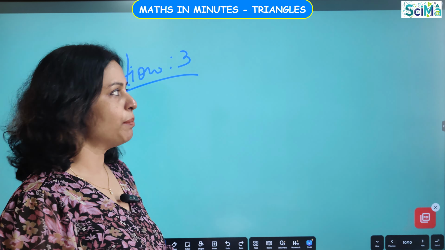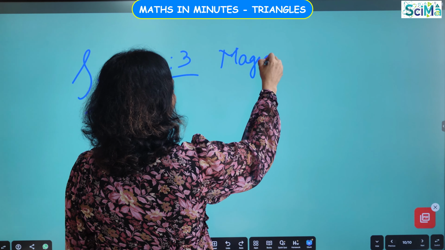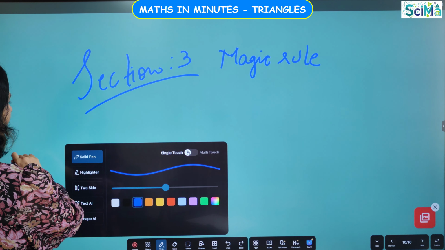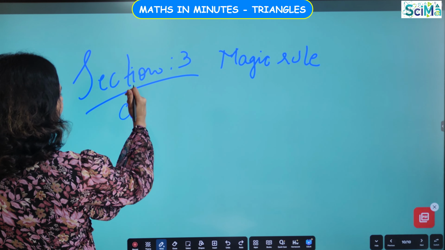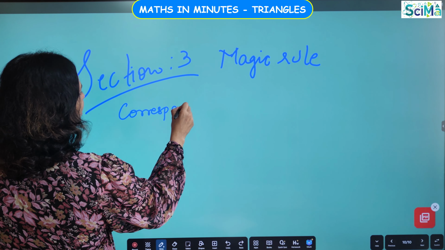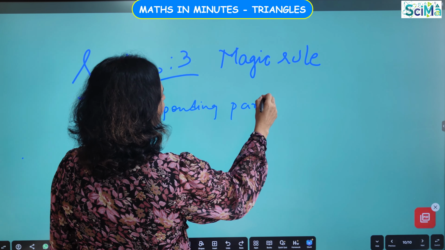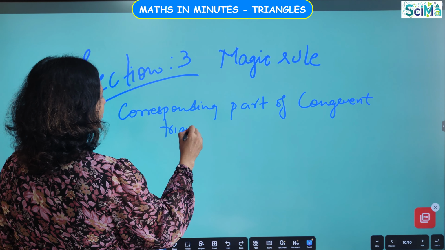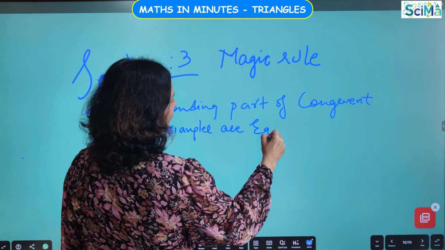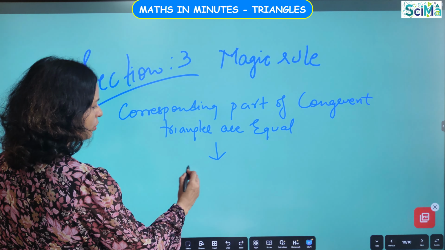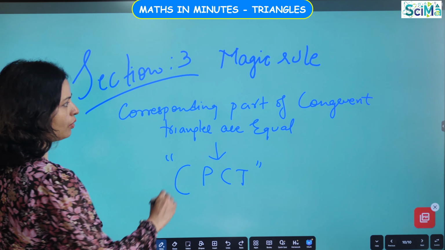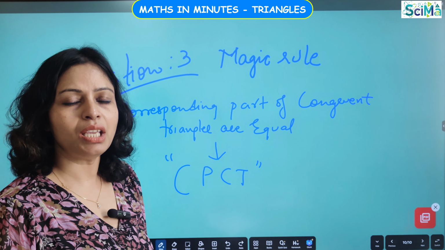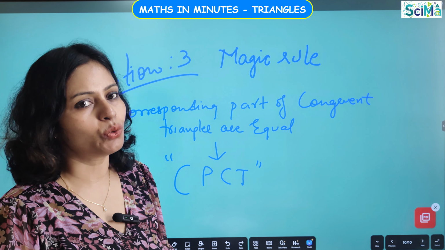Coming to section 3, that is the magic rule. What is the magic rule here? That is the corresponding parts of congruent triangles are equal. So we can write this also as what? CPCT. Okay. So we always prove the corresponding parts of the congruent triangles equal only once we prove the congruency by any of the 5 rules which I have explained to you.